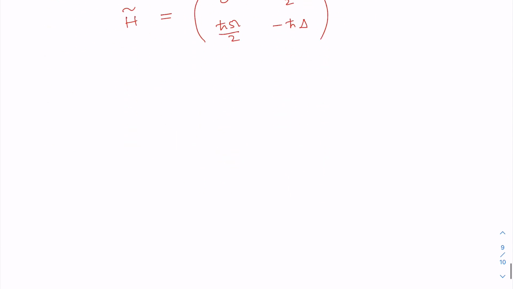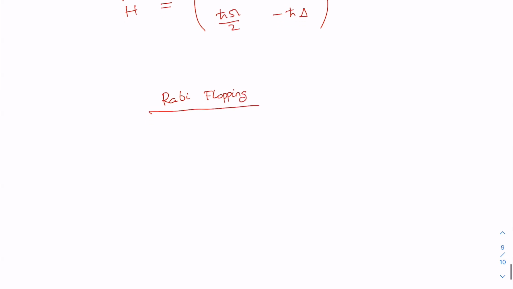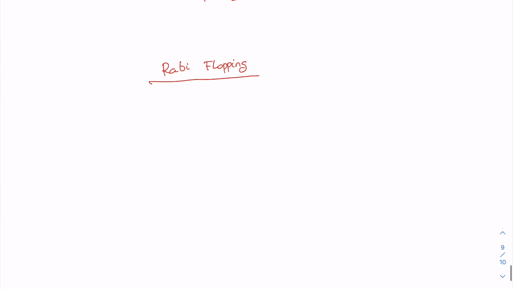Now let us discuss an interesting phenomenon which is known as Rabi flopping. First, we consider the case of exact resonance, when detuning is equal to 0. That means our laser frequency is exactly tuned to the atomic resonance frequency. So the incident laser exactly matches the transition frequency of the atom.